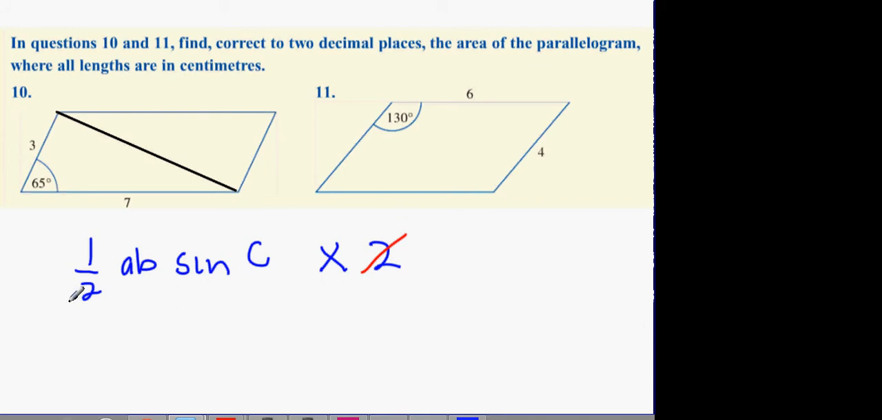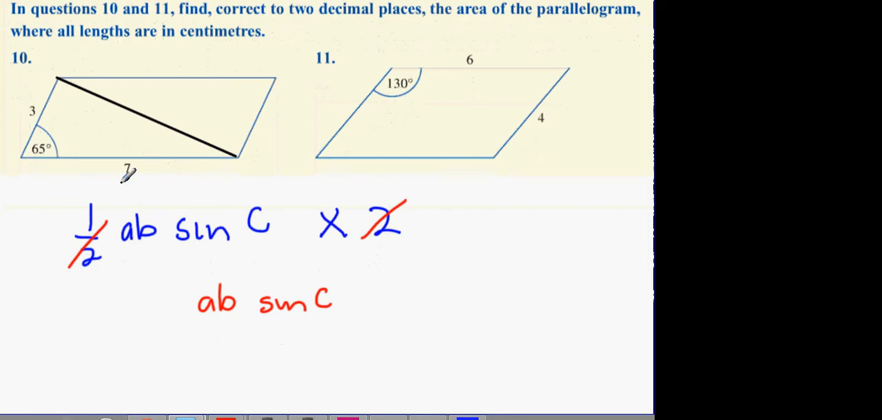Now there's nothing wrong with just using a half AB sine C, getting the answer and doubling it. So all I got to do here is this. This one can be A, this one can be B. They're interchangeable. It doesn't matter which one's which. And you just say, angle in between is 65. 3 times 7, sine 65. And what do we get from this? 19.03.